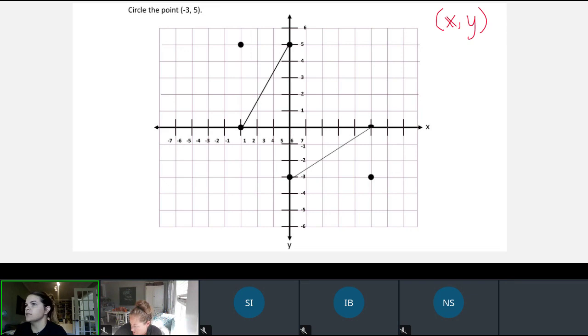X, then y. So can someone circle for me? Oh, my graph numbers are goofed. That's annoying. Okay, this is supposed to be -3. They got a little shifted on me.